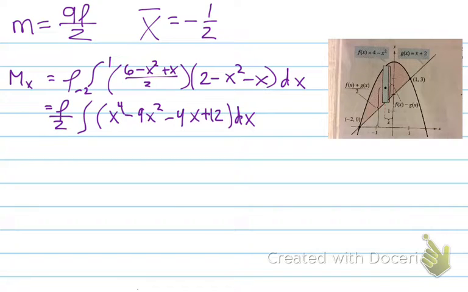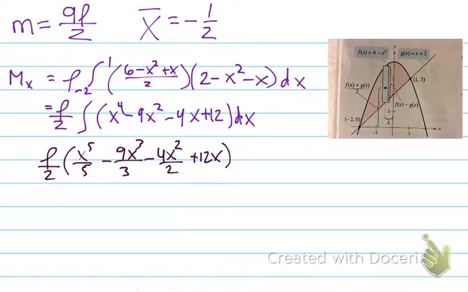So when I integrate this, I get rho over 2 times x to the 5th over 5 minus 9x cubed over 3 minus 4x squared over 2 plus 12x. And that's from negative 2 to 1. And if you simplify all that, you should get 54 divided by 5. And so Mx equals 54 rho divided by 5.